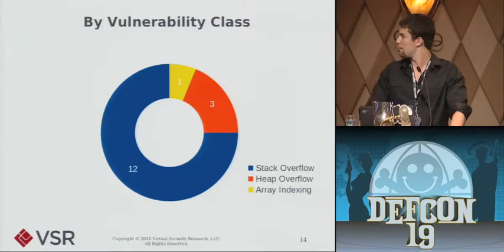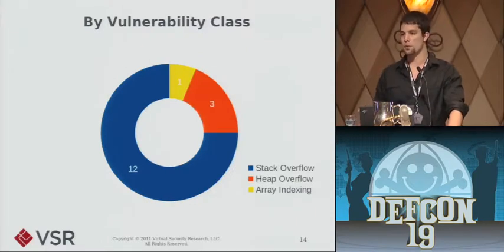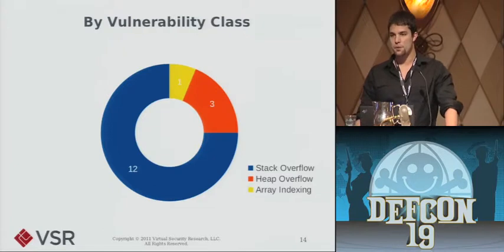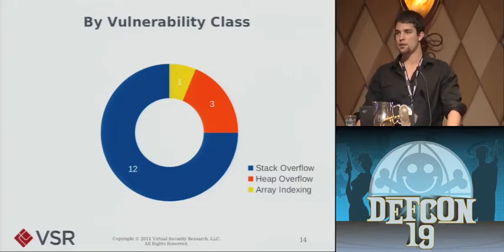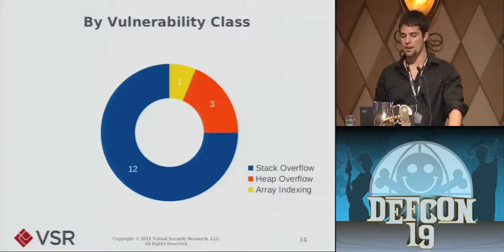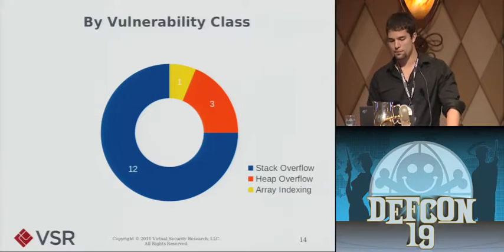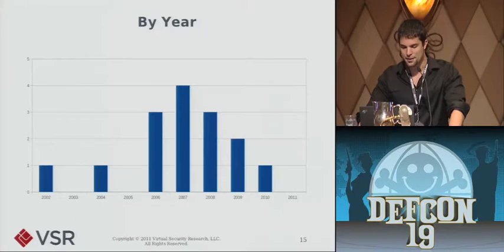And breaking these down by vulnerability class as to what vulnerability was exploited, a full three-quarters of these, 12 of the 16, were typical stack overflows. And I think this is probably because these vulnerabilities are incredibly conducive to exploitation. They're very well understood. The steps of exploiting them are known. 3 of these vulnerabilities were heap overflows, which are frequently much more difficult. And then 1 of these, a Windows SMB issue, is actually an array indexing issue. I'm not sure there's actually enough data to draw meaningful conclusions about trends here, but 2007 was a busy year for kernel exploitation.